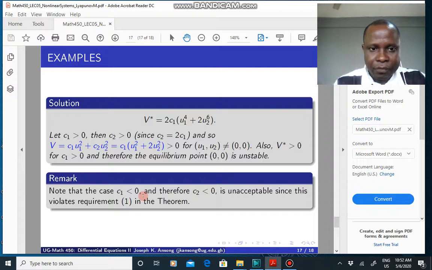Once you do that and construct it in a nice way consistent with the theorem, then you can draw your conclusions based on the total derivative V star. So in this case, it is unstable. Great.